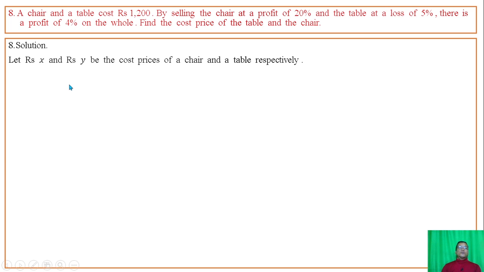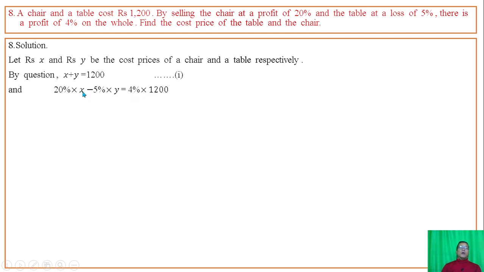Let rupees x and rupees y be the cost prices of a chair and a table respectively. By the question, the sum x plus y is 1,200, which is equation 1. Then 20% of rupees x minus 5% of rupees y is 4% of the whole 1,200.